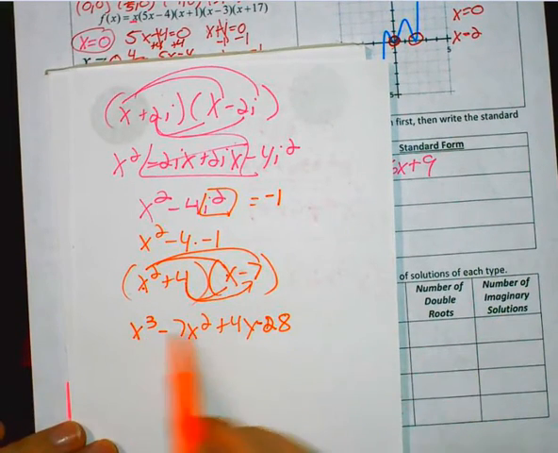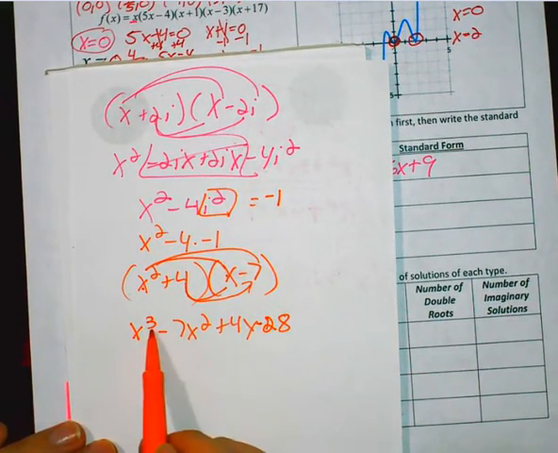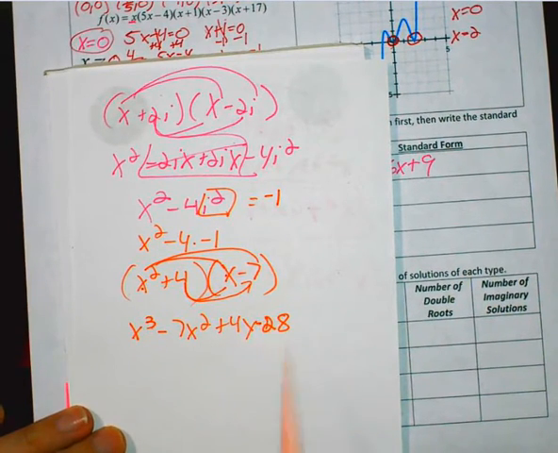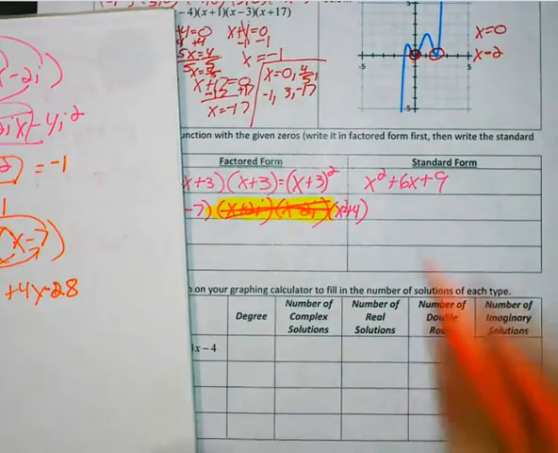Okay, look to see if there's anything you can combine. There's not. Make sure that standard order means that it's in descending order: 3, 2, 1, no exponent. So that's my standard form.